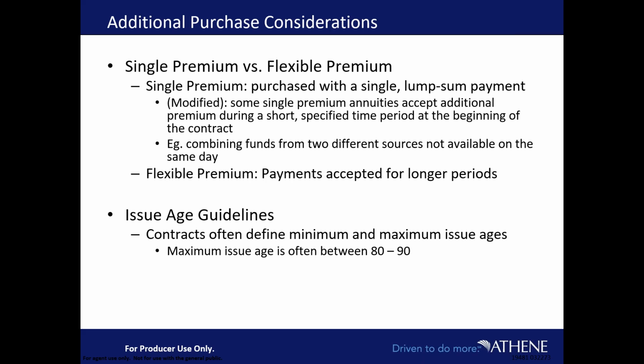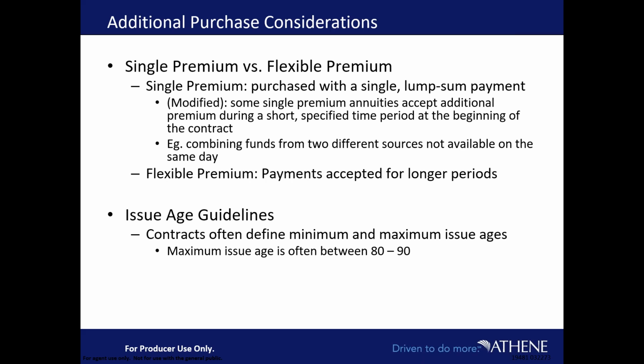Here at Athene, most of our fixed index annuities are single premium. We always say you can't add more money to them because the contract's already been taken out, but you can open another annuity. So you can always add another annuity to that client's portfolio. A flexible premium annuity is going to accept payments for longer periods of time. That could be 1, 2, 5, 10 years. Some will accept payments for the entire contract. So you just have to check the specifications on the contracts that you're writing.